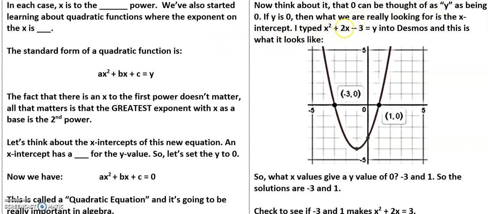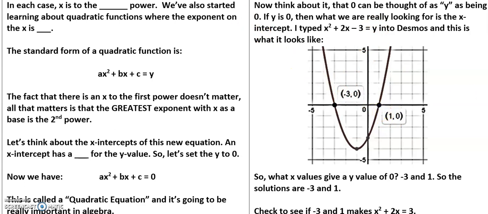I typed x squared plus 2x minus 3 is equal to y into Desmos, and this is what the graph looks like. Okay, I got this graph. And when I clicked on the x-intercepts, I got -3, 0, and 1, 0. Okay, that means when y is 0, in other words, that's the original equation I started with up at the top, when y was 0. So -3 and 1 must be the solutions to my original equation.